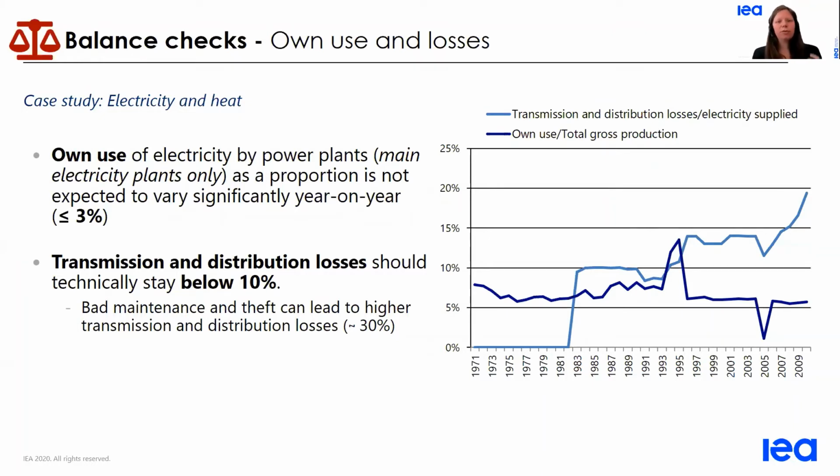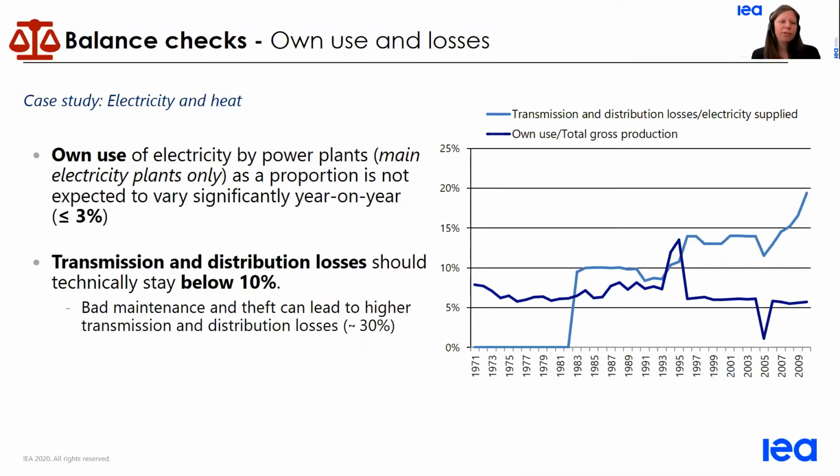But what we would try to flag is if we have a very big peak or a very big decrease. For example, in the graph here, in the dark blue line, we see that around 1994, we have a peak in the own-use, and around 2005, we have a drop. This is something that we would want to ask what happened there.